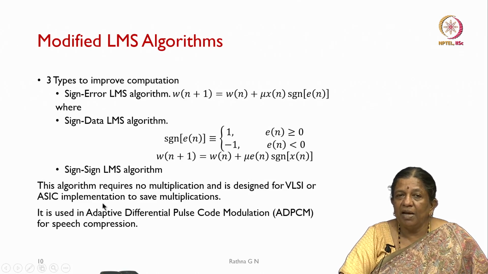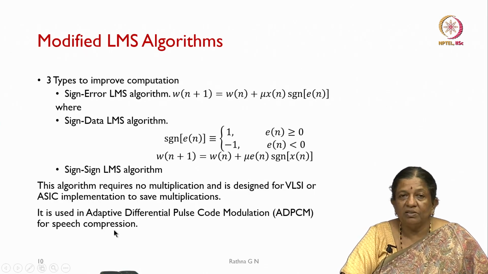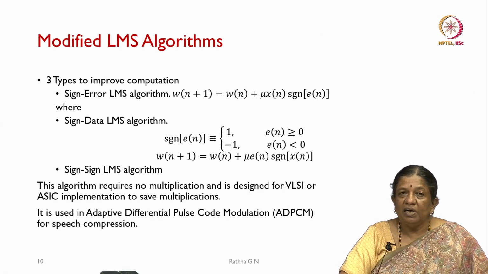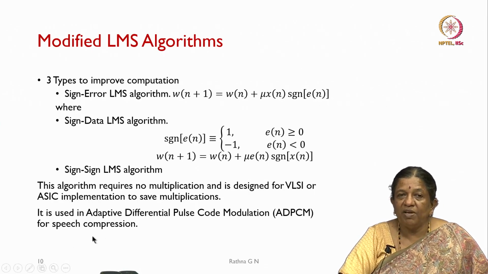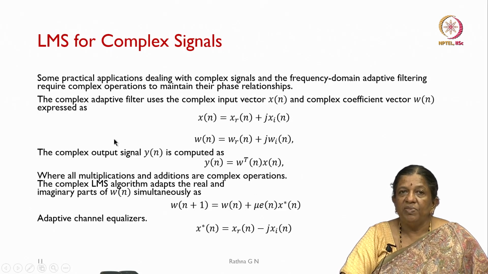In adaptive differential pulse code modulation, that is ADPCM, this algorithm is used for speech compression. So I think we will take up speech coding a little later. We will see why we need the compression there.